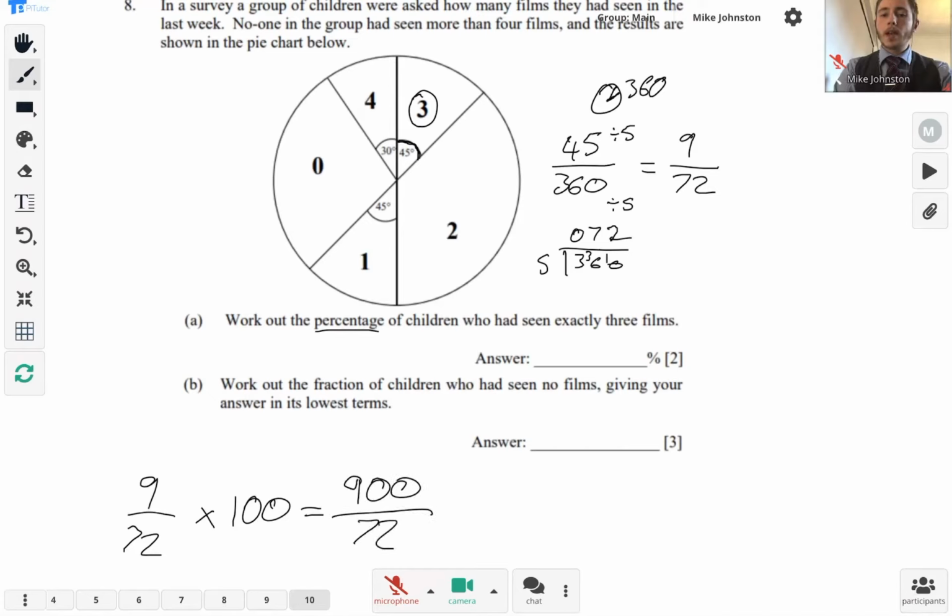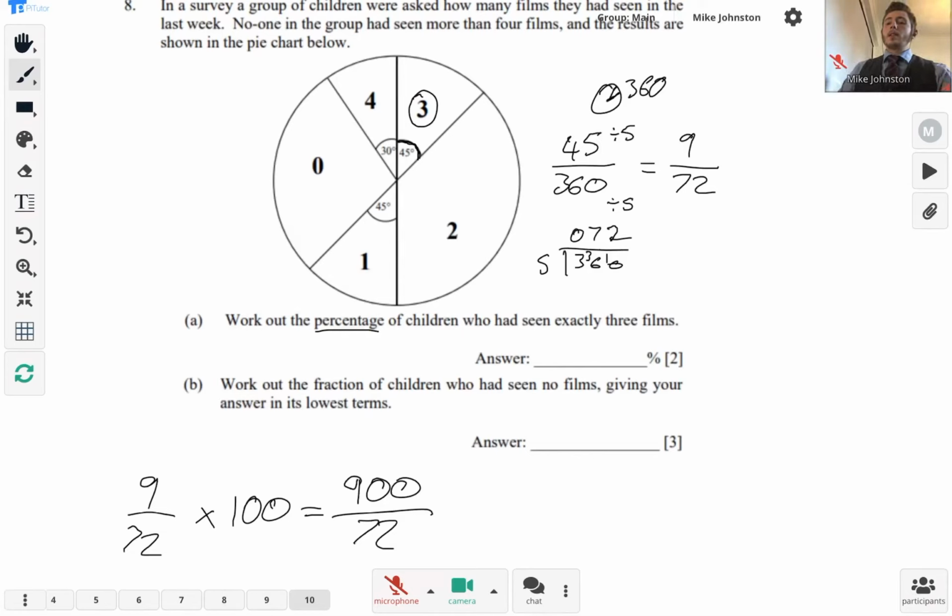Because remember, when we're multiplying a fraction by a whole number, it's just the top, the 9 here, that's the actual stuff that makes up the fraction. We imagine this is the stuff that we want, and then the rest is just empty space. So the only thing we actually increase when we multiply this fraction is the 9. So we times 9 by 100, which gives us 900 over 72.